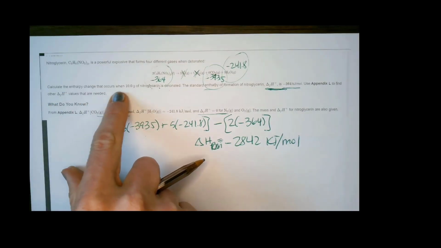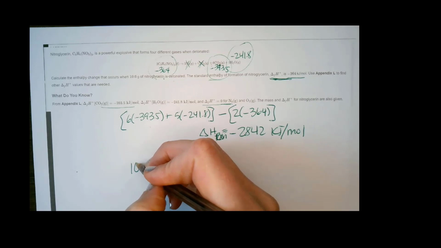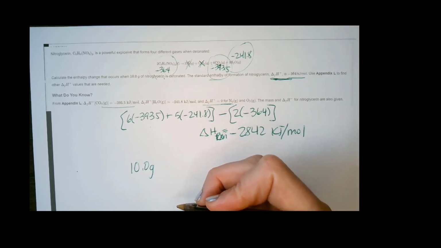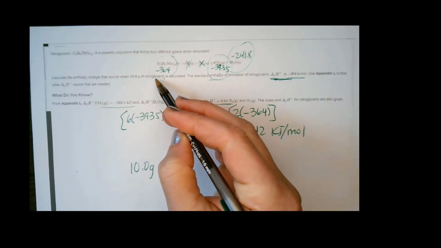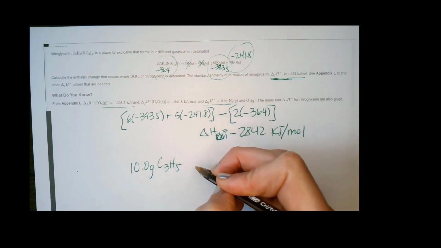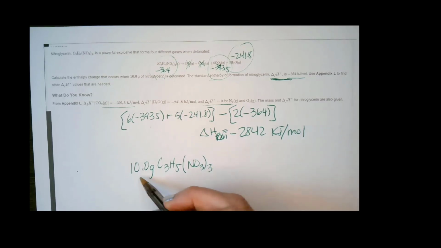I want to know the enthalpy change that occurs when I have 10 grams of nitroglycerin. So hopefully you're at the point now where you go, oh, 10 grams, I need to get grams to moles. Okay, so we're told nitroglycerin is C3H5(NO3)3. This is our nitroglycerin.